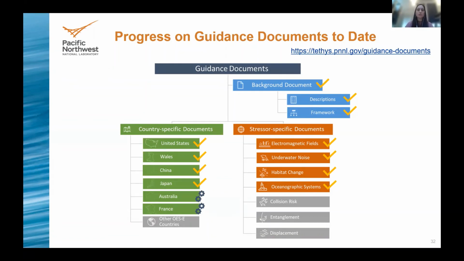As far as the country-specific documents go, we have completed documents for the United States, for Wales, for China, and Japan. And we have draft versions for Australia and France, which will hopefully be available soon. And as I mentioned earlier, we plan to have documents for all of the other OES environmental countries. And we hope to also have translations of some of the documents as well, so that they're available in the country's native language. Those shown in gray, as I mentioned with the stressor documents, we'll start drafting in the future and hopefully have those available. So keep checking back on that link that we have here on the top as we're adding new information all the time.